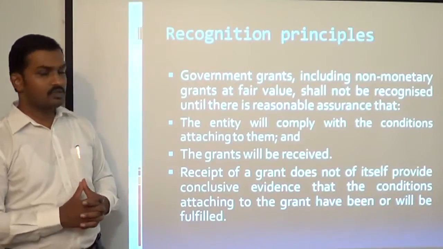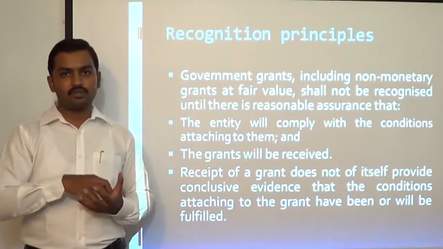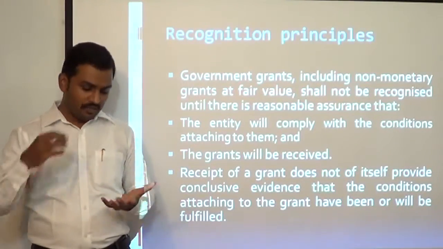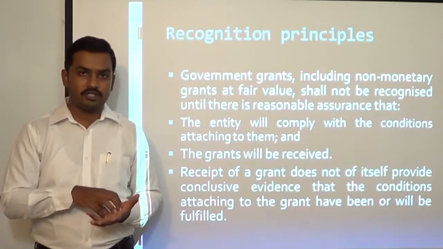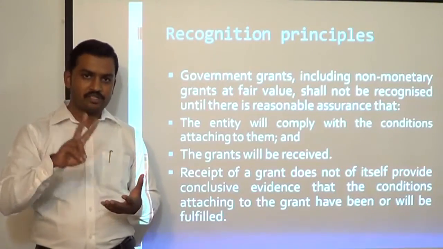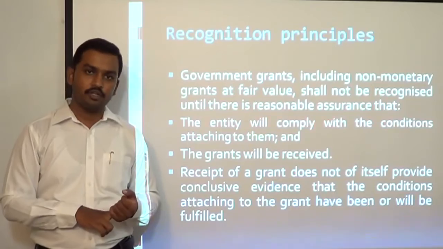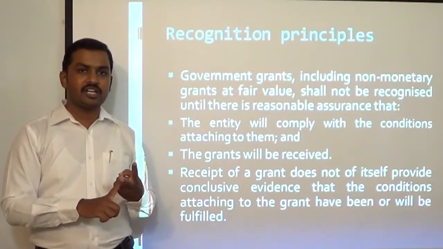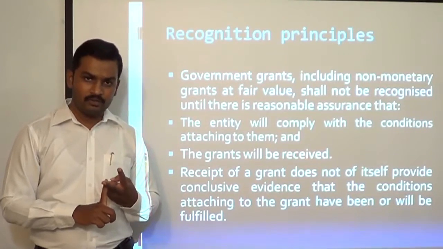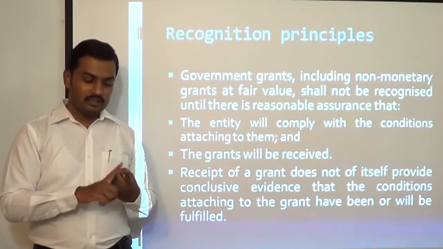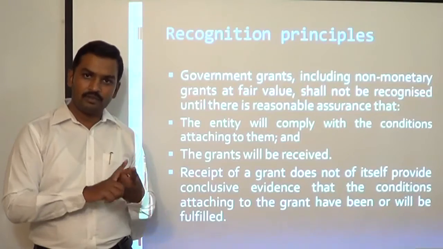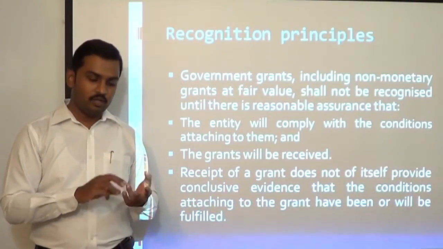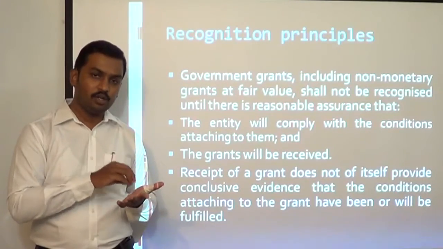Next, recognition principles. When can I recognize a government grant in my books of account? Whether I should recognize it as an income, whether I should recognize it as a liability, when should I recognize a government grant in my books of account is the question. The standard says if two conditions are fulfilled, you can recognize the government grant in your books of account. There should be reasonable assurance that the conditions which are attached to the government grant will be fulfilled. Second, the grant would be received. When these two conditions are satisfied, you can recognize the government grant in your books of account.